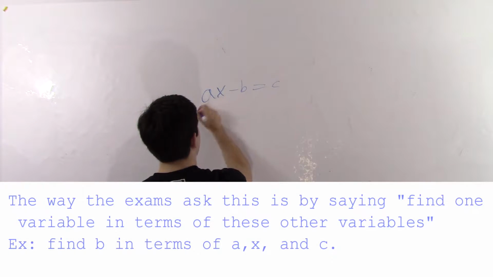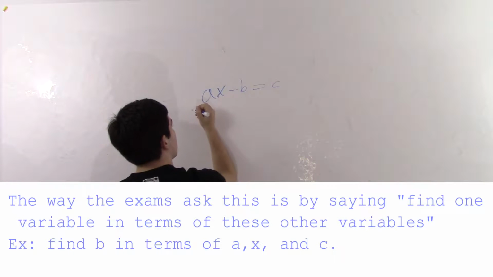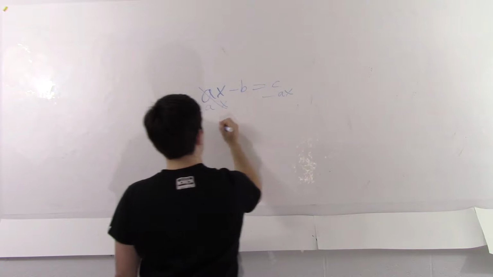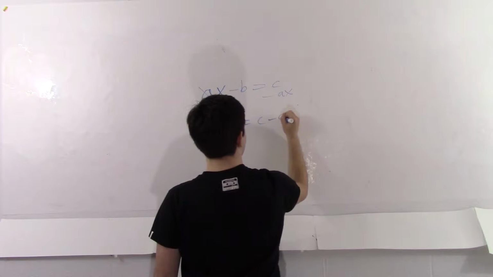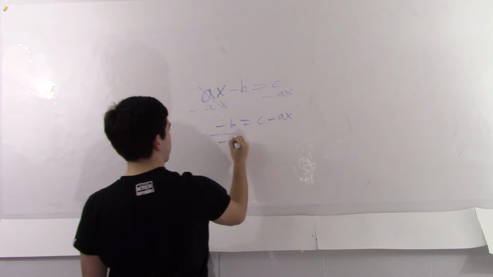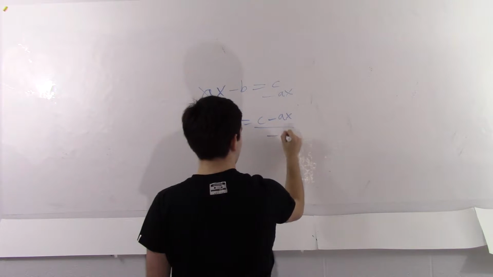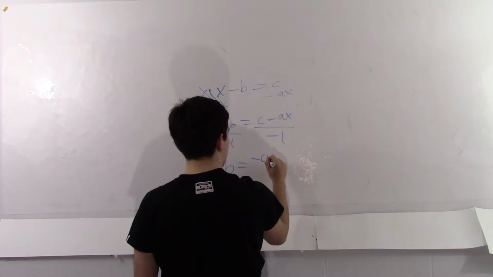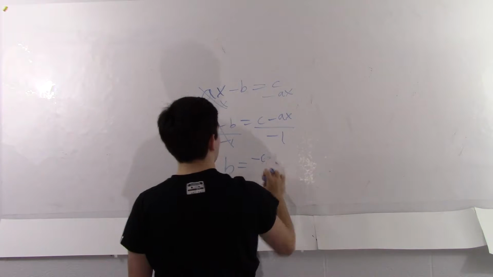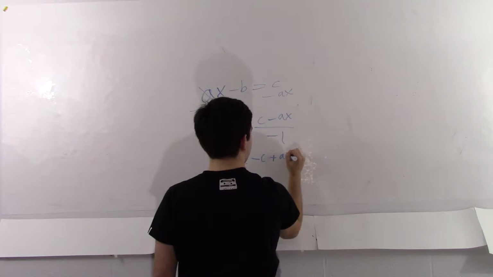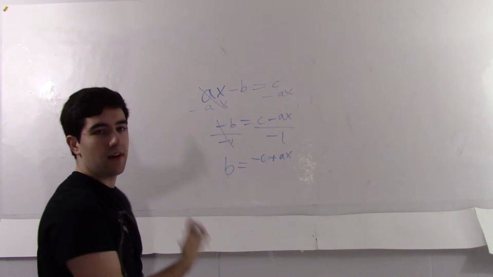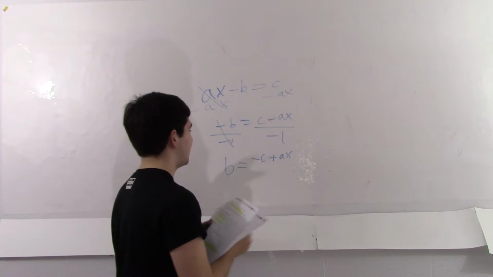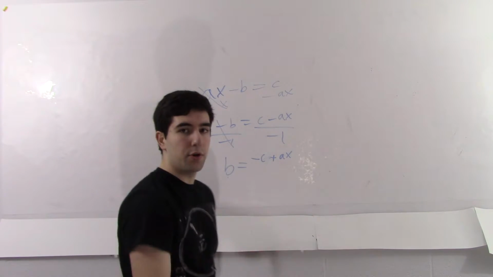Well, we know that we've got to get rid of a and x. We have negative b equals c minus ax, and we've got to get rid of this negative term. So we divide by negative 1, divide by negative 1, and we get b equals negative c plus ax. And that would be your final answer. So in each way, we were able to get one specific variable alone.